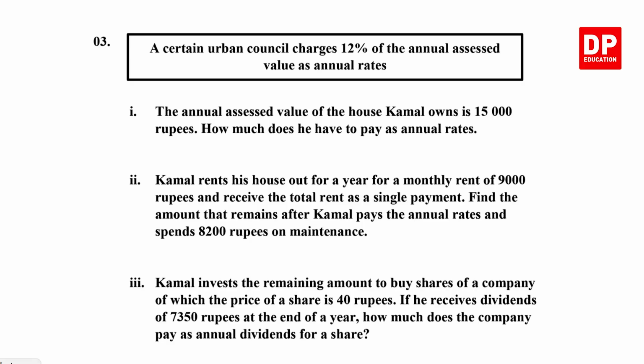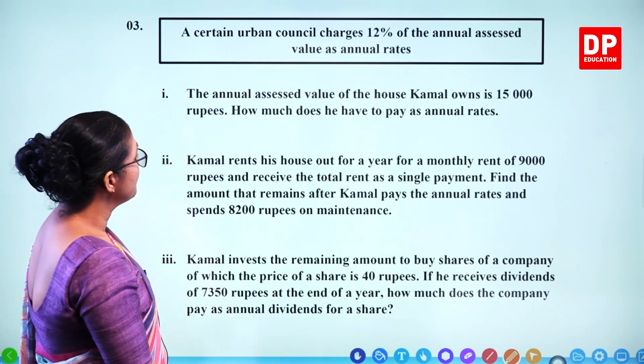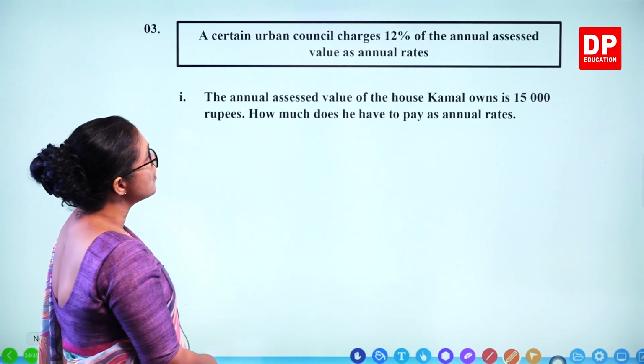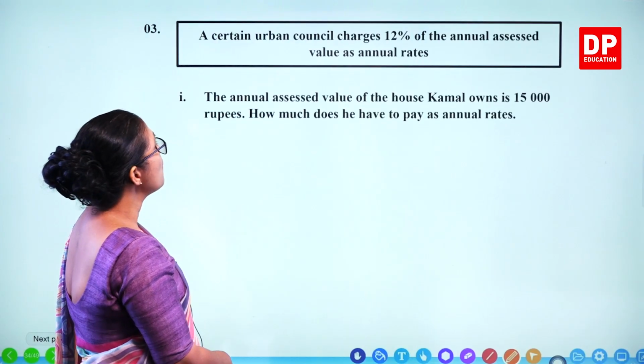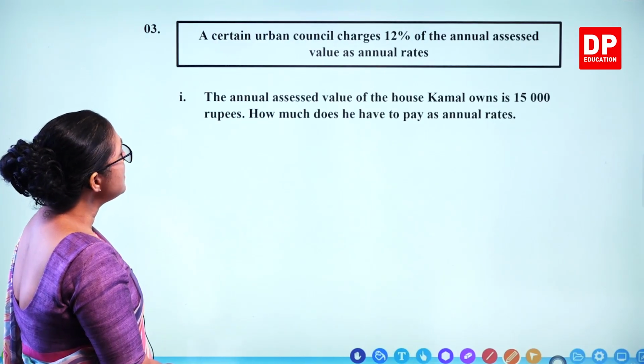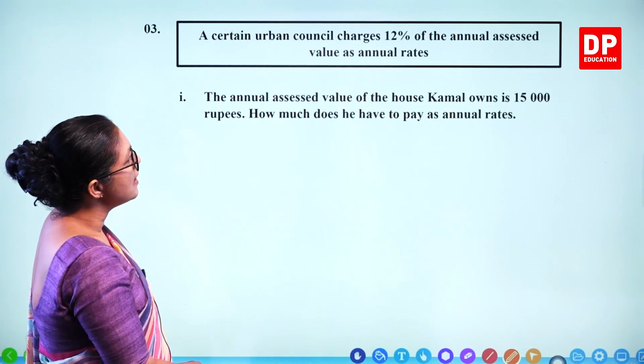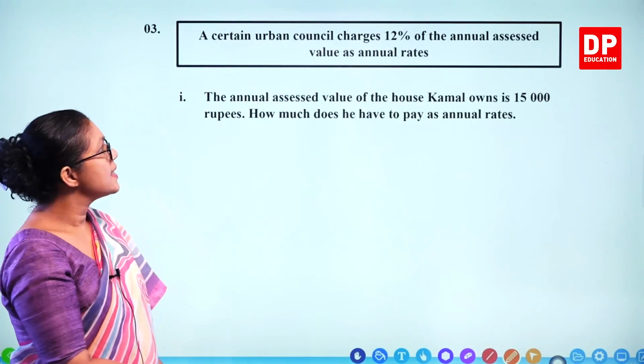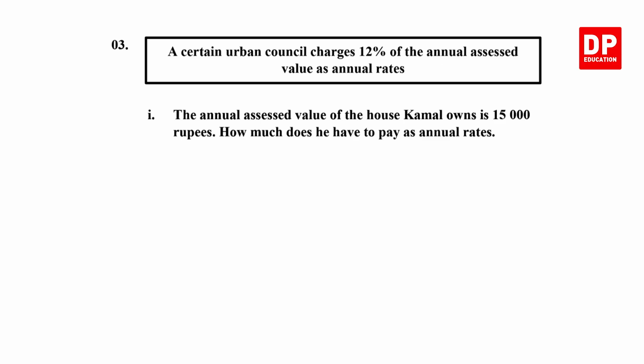Let's do question number 3. It's a percentage question. So 3 parts are there. A certain urban council charges 12% of the annual assessed value as annual rates. The annual assessed value of the house Kamal owns is 15,000 rupees. How much does he have to pay as annual rates? 12% of that. So the rates are 12 over 100 into 15,000. 2 zeros get cancelled out.